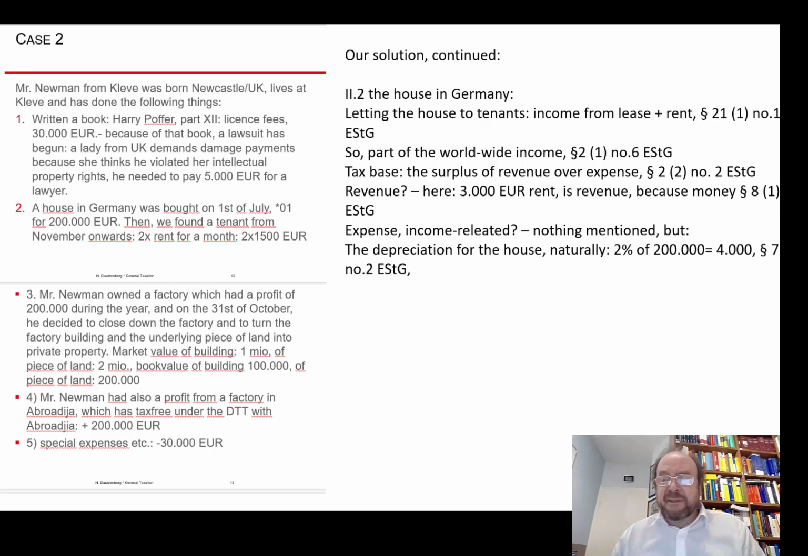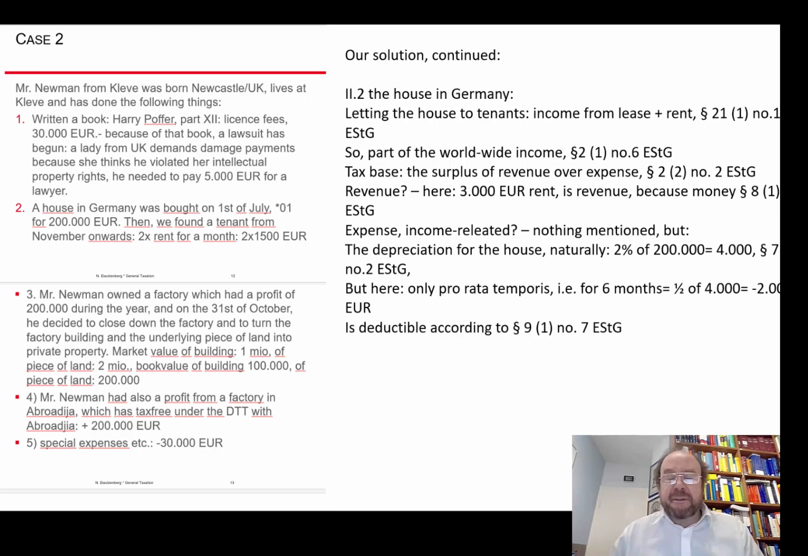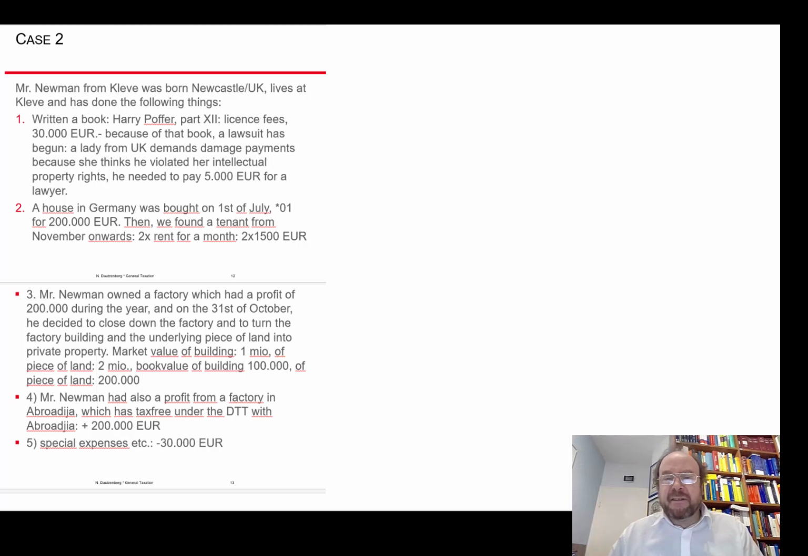2% of 200,000 is 4,000 per year, but again, naturally, this is only granted pro rata temporis, so only for 6 out of 12 months. So half of the annual depreciation, 2,000 euro, is deductible. This time I have looked it up: 9.1 number 7 ESTG. So the income from event number 2 is 3,000 minus 2,000, which is, I believe, according to conservative calculation techniques, 1,000. Let's finish that event and go to the next one.